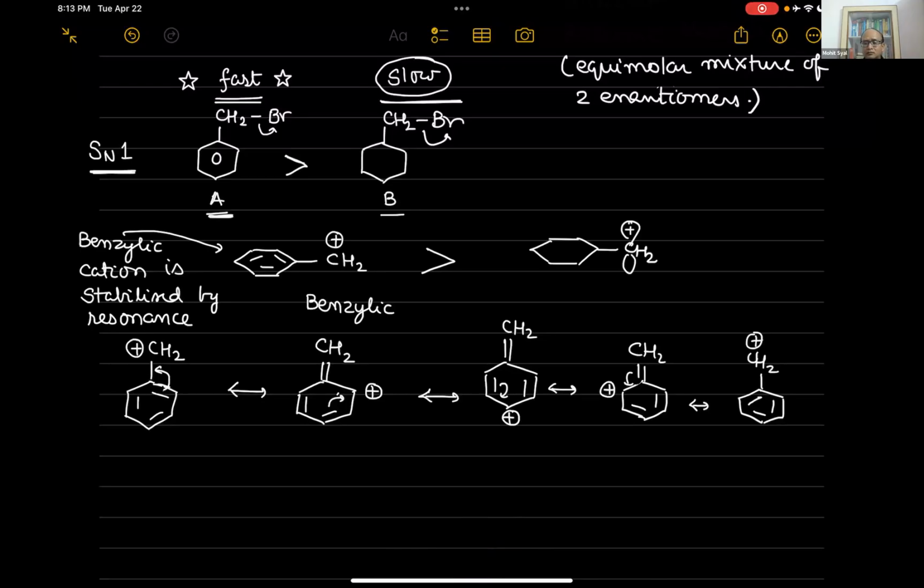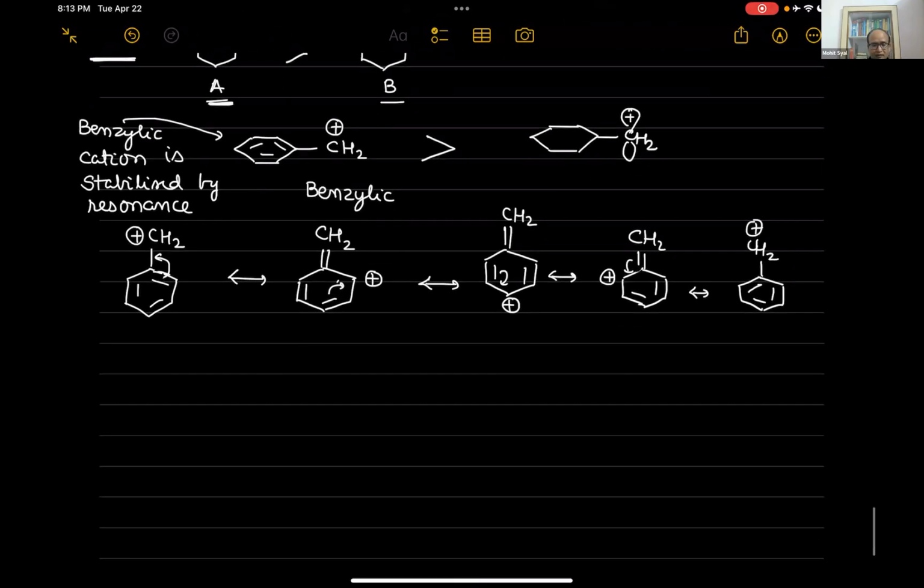Ibrahim, Jasleen. Resonance is basically this cation, the positive charge. It can take away the electrons. Which type of electron? Pi electron from the benzene ring. So this pi bond was there. It moves out, and the plus charge is coming on this carbon atom. Is it clear?